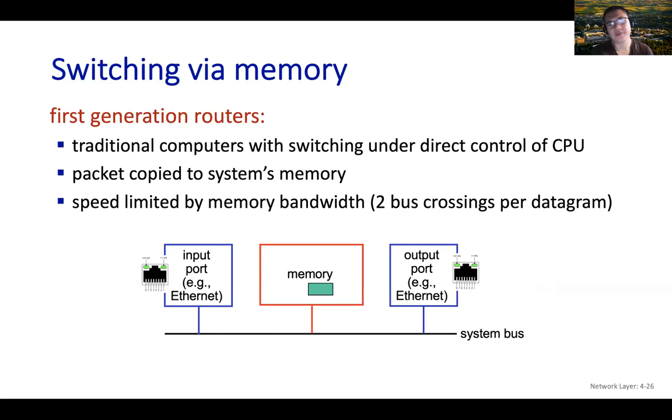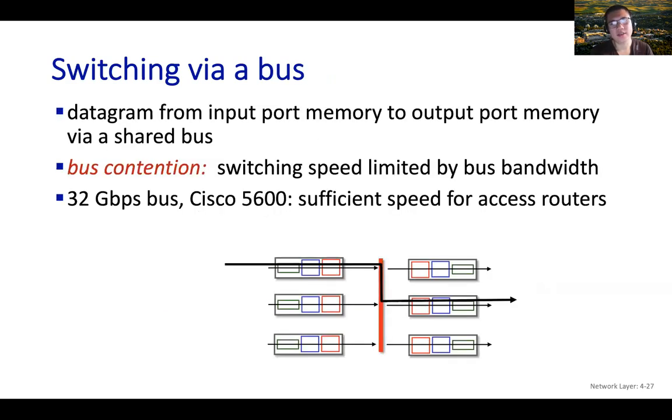So that's why this is the first generation. But that's how you invent something. You just use a traditional CPU processor and memory to do the routing within the routers, trying to integrate some chips into the routers. And then you can switch through the bus, moving the datagram from input port memory to output port memory through a shared bus.